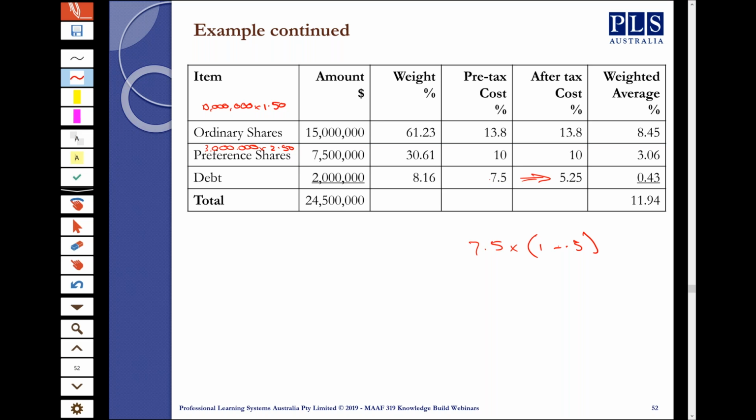I then take my 13.8 by 61.23 and I get 8.45. 10 by 30.61 gets me 3.06. My 8.16 by my 5.25 gets me 0.43. Add those down and I get 11.94. So again, we get the appreciation of how we've got to build these numbers through.